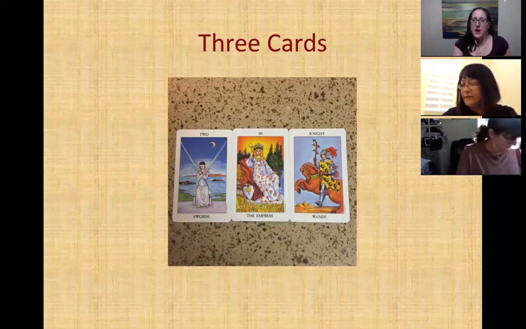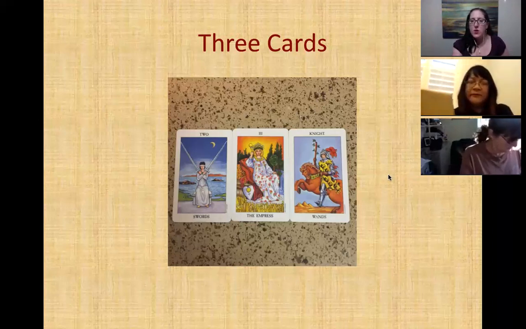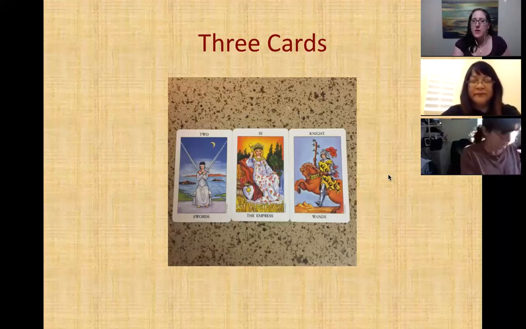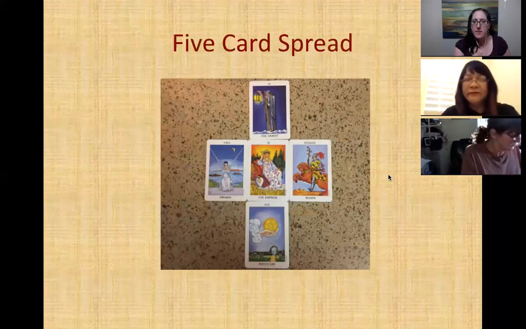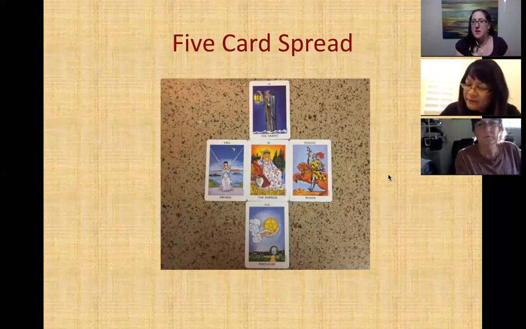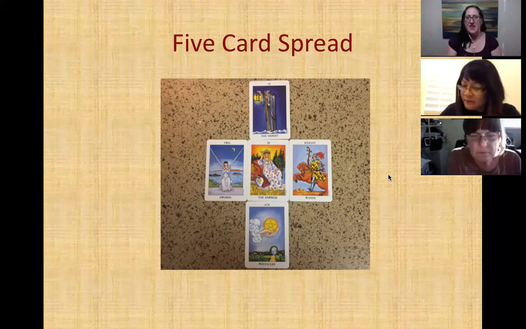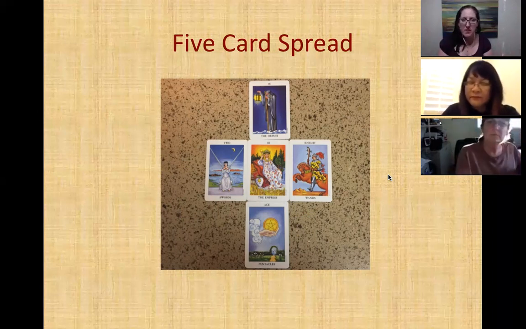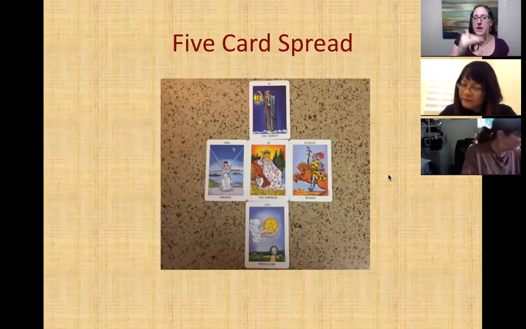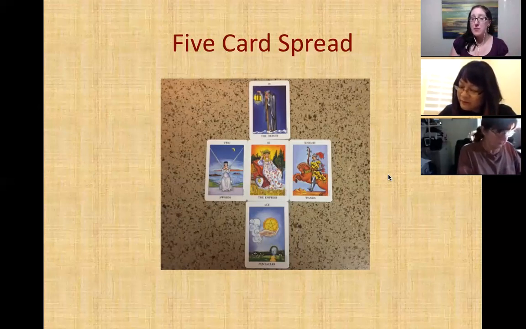Okay, so now we are going to go to the 5 cards. What I did for this is I picked 2 more cards. So you will see the same 3 cards, and we are building on top of this spread. And we got a card on top and a card on the bottom.